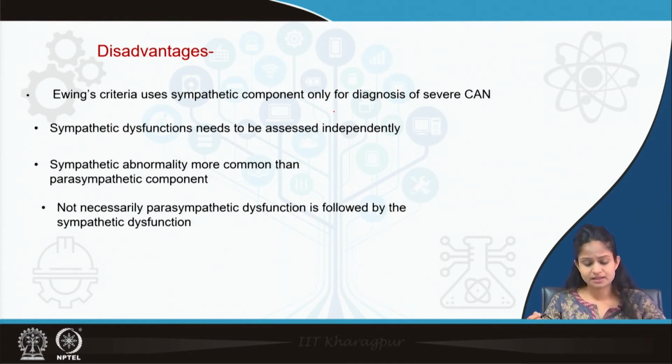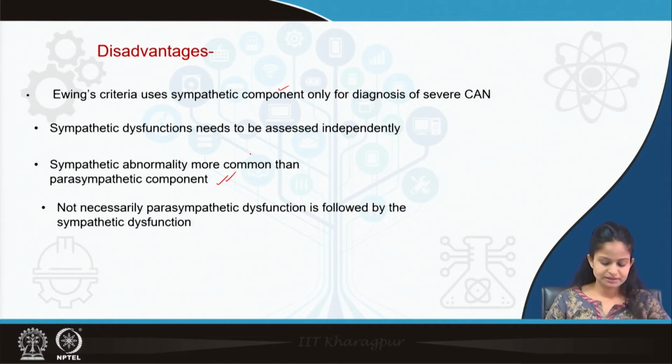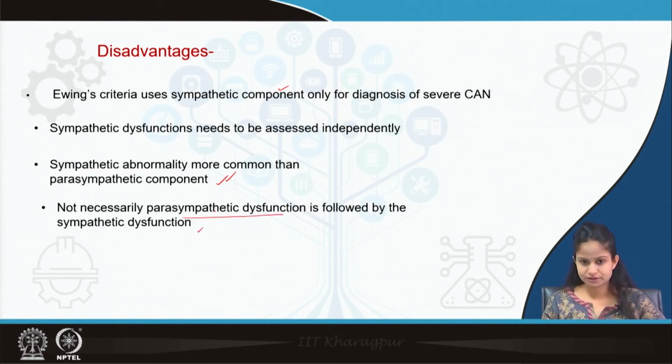Now, the disadvantages while performing this autonomic function test. As I had told you, Ewing's criteria has used the sympathetic component for diagnosis of the severity of cardiac autonomic neuropathy, and sympathetic dysfunctions need to be assessed independently, not in combination with parasympathetic. There is overlapping of the tests, and sympathetic abnormality is more common than the parasympathetic one, and one abnormality may not follow the other. That means the parasympathetic dysfunction is not necessarily followed by sympathetic dysfunction.